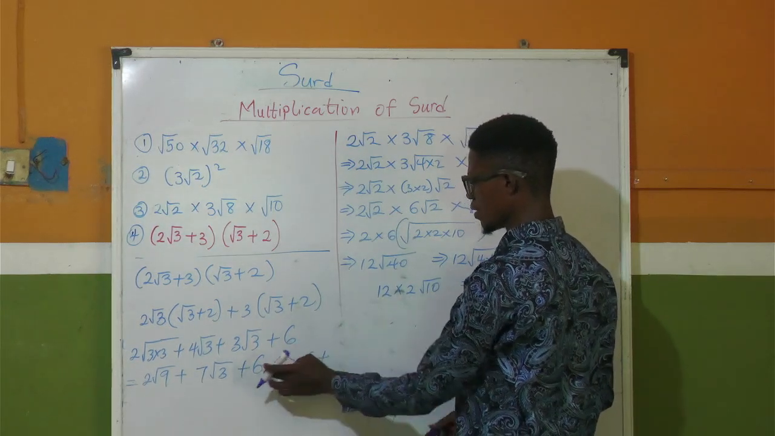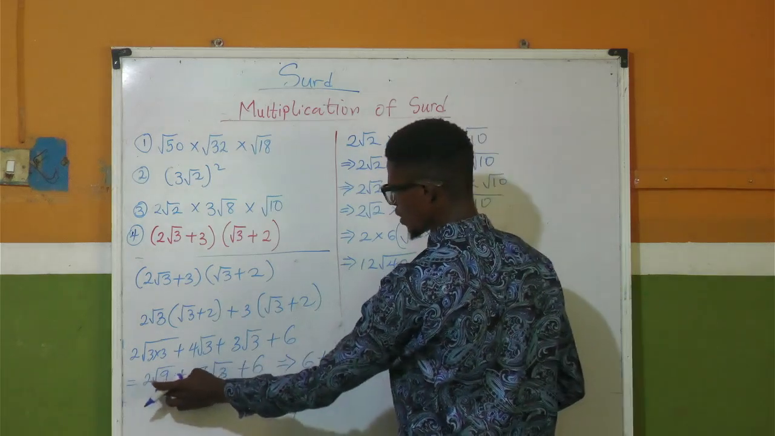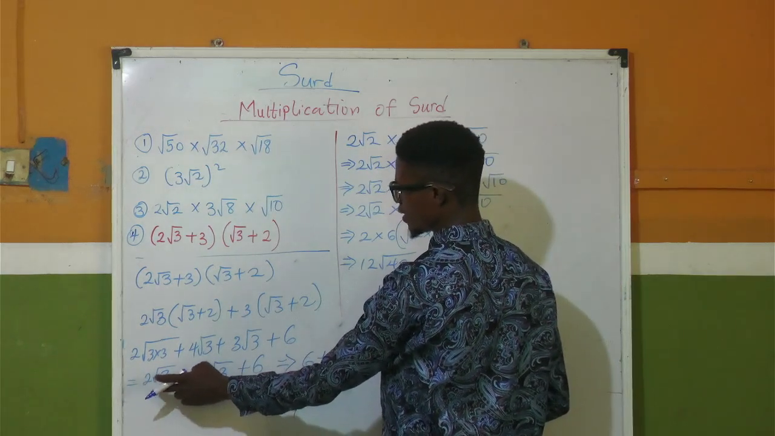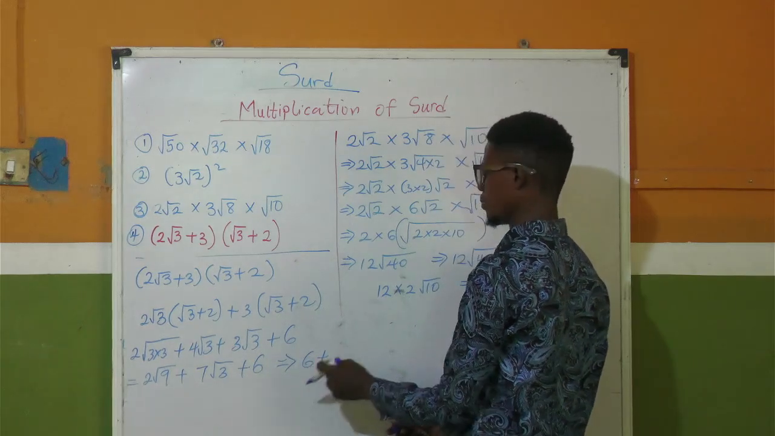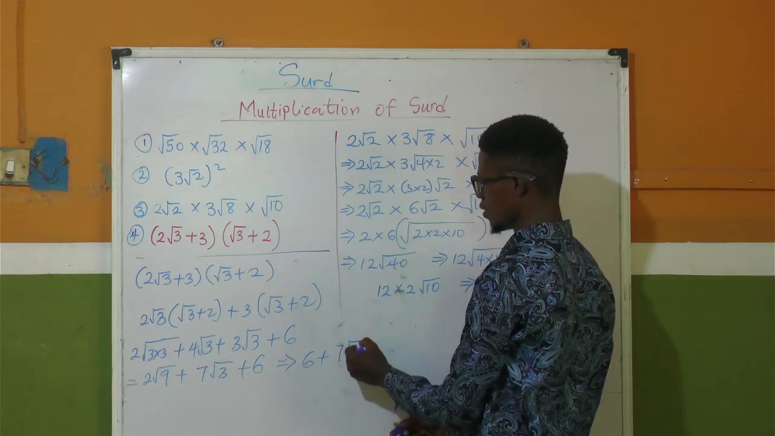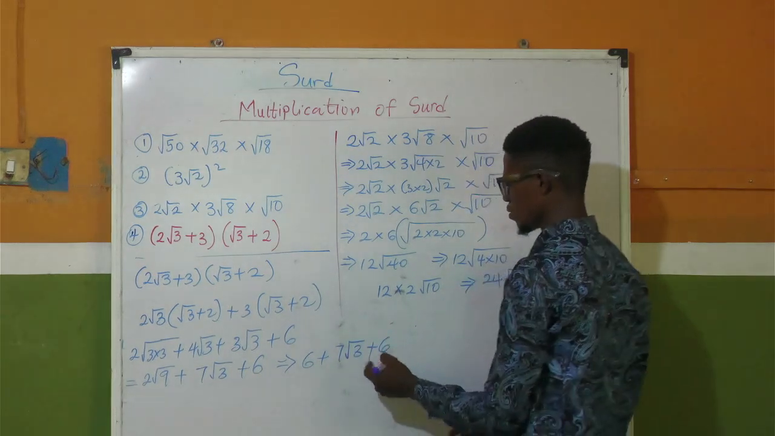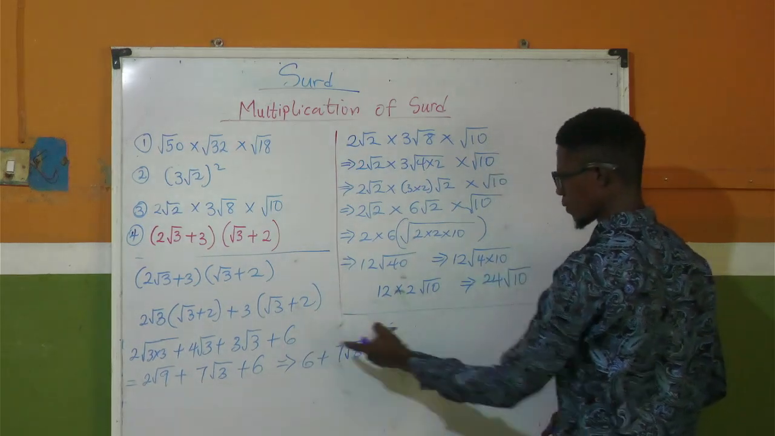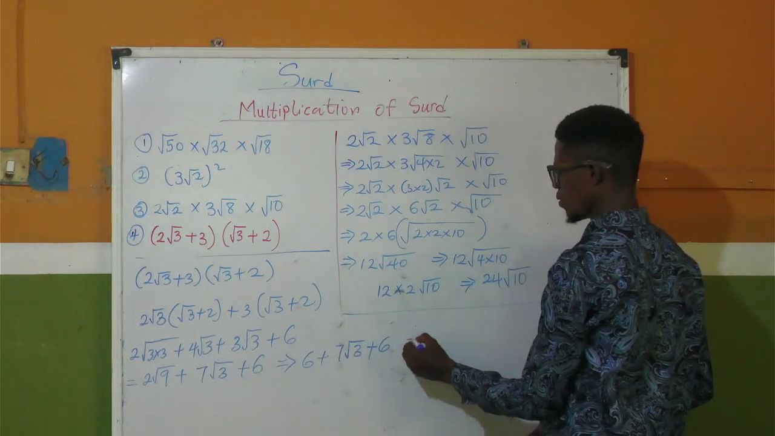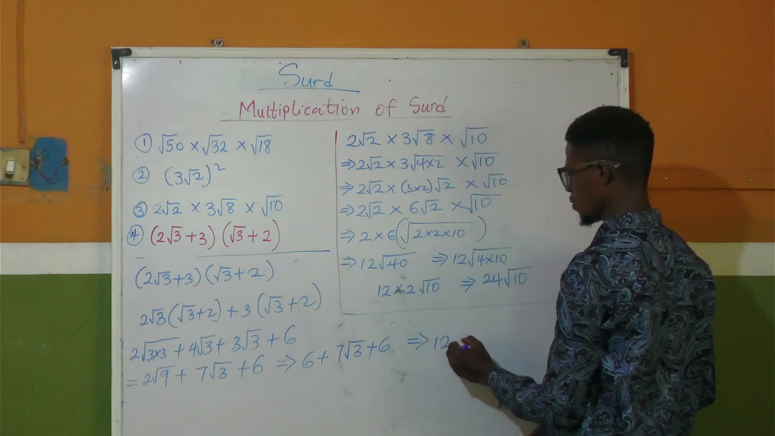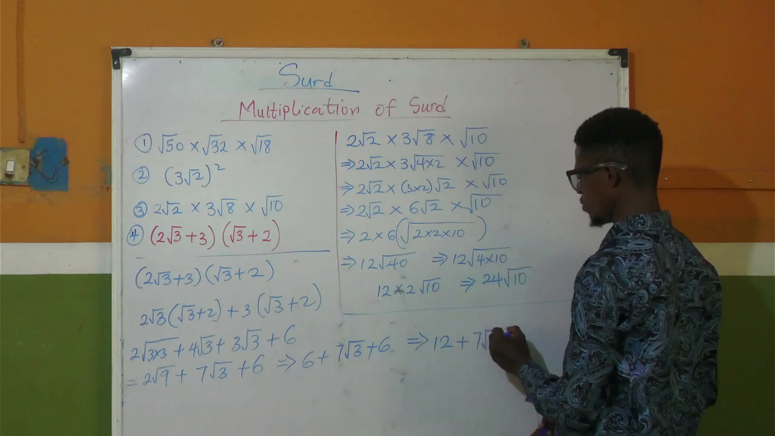So let's pick the whole numbers. This 2 root 9 will become, since the square root of 9 is 3, 3 times 2 here is going to give us 6, which is the 6 I put here now. So 7 root 3 plus 6 plus 6. So obviously we can add these whole numbers together, 6 and 6. So that will give us 12 plus 7 root 3.